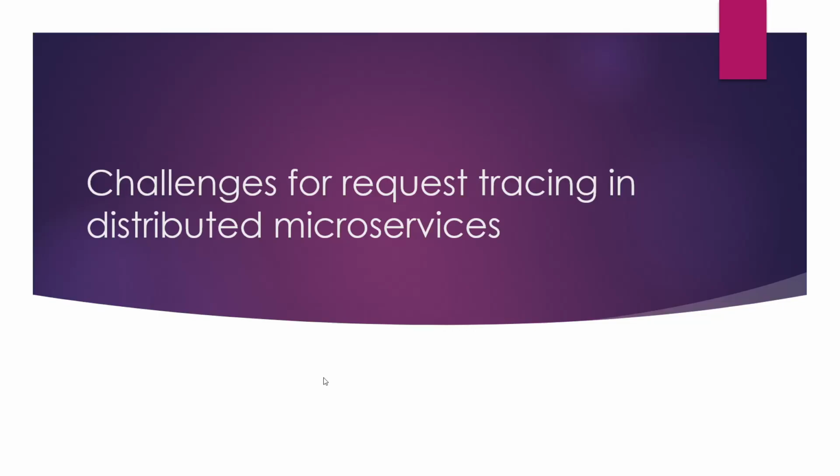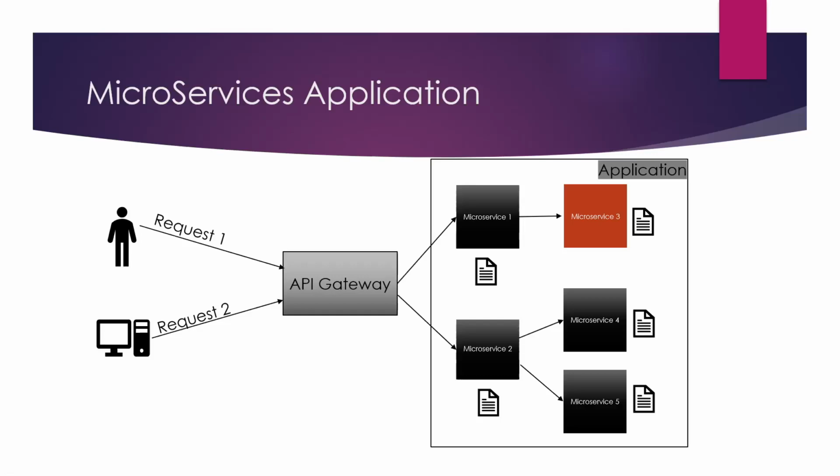Now I will talk about some of the challenges for request tracing in distributed microservices. Let us take a typical microservice application architecture. We have users and applications issuing the HTTP request to the API gateway. The API gateway acts as an entry point for the received request, and this gateway directs the HTTP request to the target microservice. And these microservices within the application receive the request, process them, and in turn call other microservices to fulfill the request.